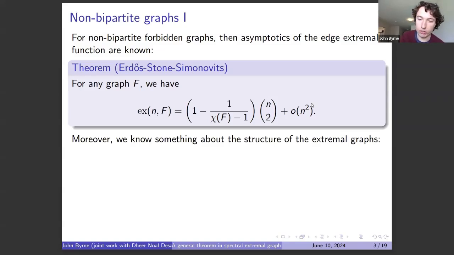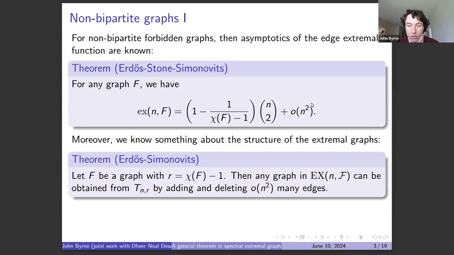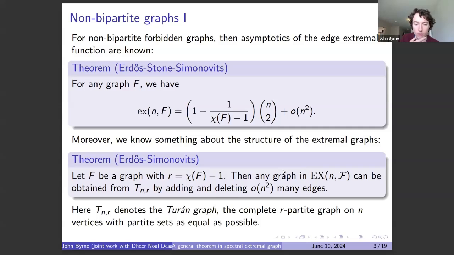We also know a lot about the structure of the extremal graphs. This result follows from the Erdős-Simonovits stability theorem. If F is any graph and r is the chromatic number of F minus 1, then any edge extremal graph can be obtained from the Turán graph by adding and deleting some small number of edges. In case you're unfamiliar, this T_n,r is a Turán graph, which is the complete r-partite graph where the sizes of the parts are as equal as possible. And this happens to be the edge extremal graph if one is forbidding a clique on r plus 1 vertices.